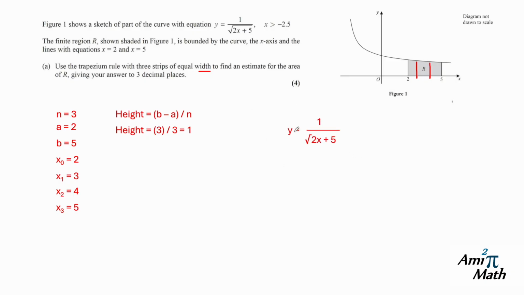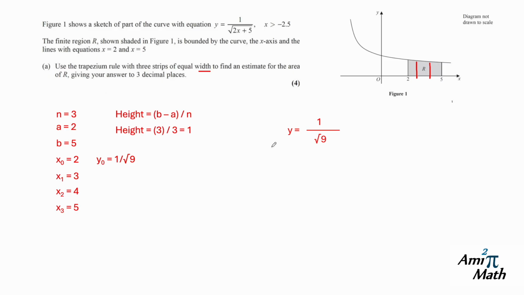So this is our equation, which was over here as well. And then we put our value of 2 into this equation. And that is 1 over root of 2 times 2 plus 5. And that just gives you 9, as 4 plus 5 is 9. So you get 1 over root 9, and y0 is 1 over root 9.